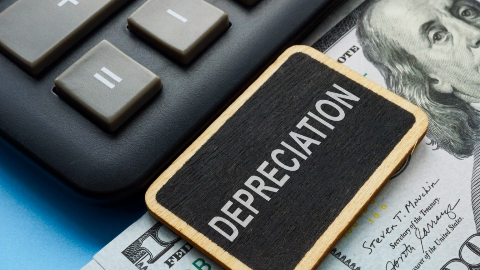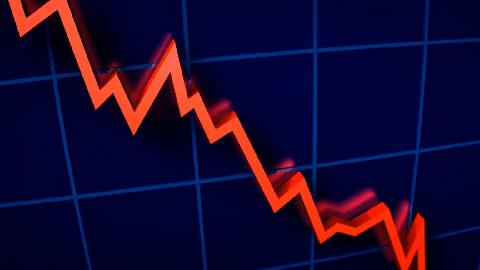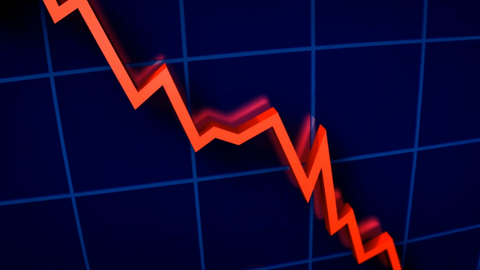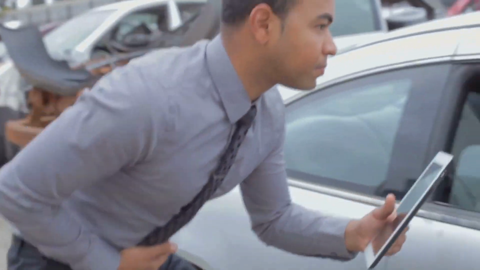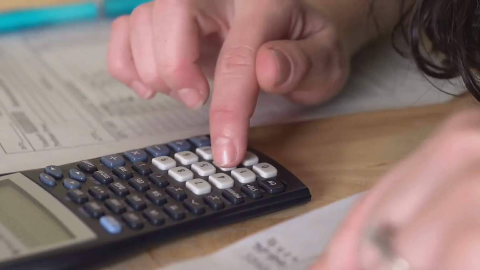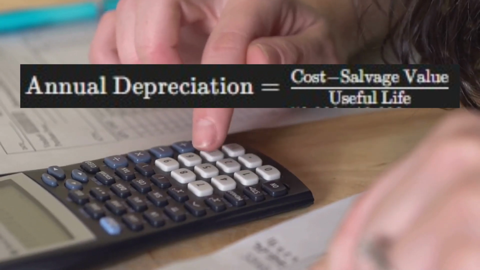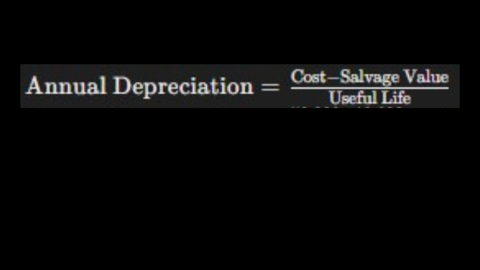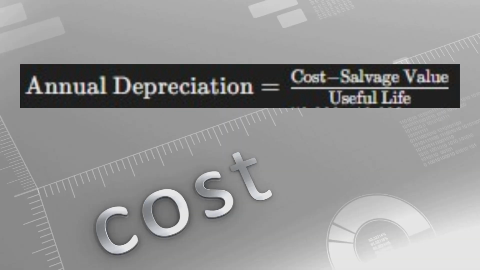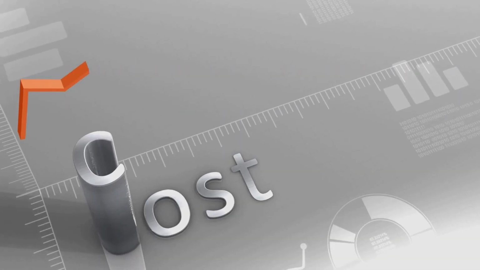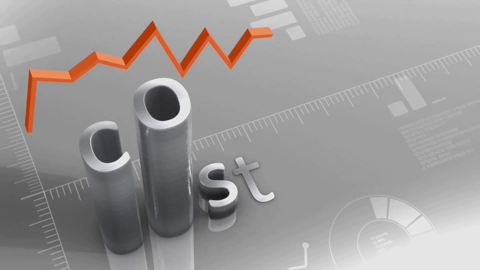First up, we have the flat rate depreciation method, also known as the straight line method. It's like drawing a straight line from the asset's initial value to its salvage value, which is what you expect to get when you sell it at the end of its useful life. Here's how it works. You subtract the salvage value from the asset's cost, then divide that number by the asset's useful life in years. That gives you the annual depreciation expense, which stays the same each year.